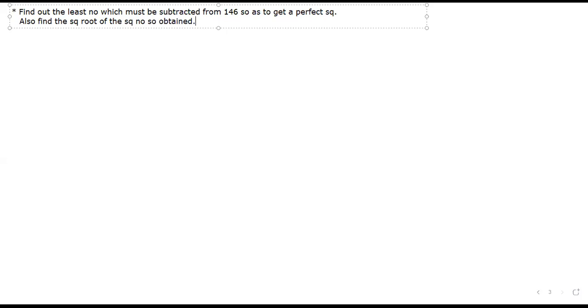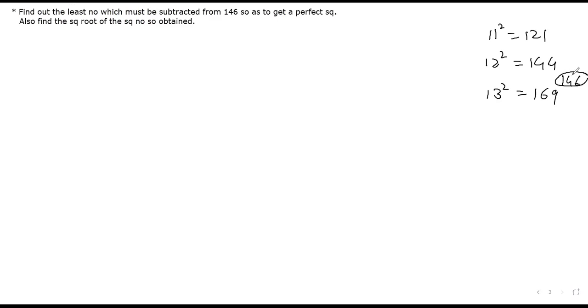Now what were we doing? Find the number which must be multiplied, or by which the number must be divided. Yes or no? Yes, sir. Now we want to find the number which must be subtracted. You already know that 144 is a square number. 11 square is 121, 12 square is 144, and 13 square is 169. Means 146 is over here. I need to subtract 2 from 146 to get 144, which is a square number. Yes or no, children?